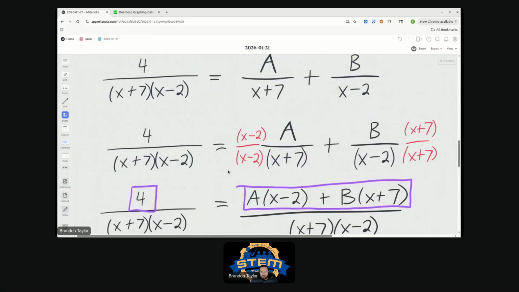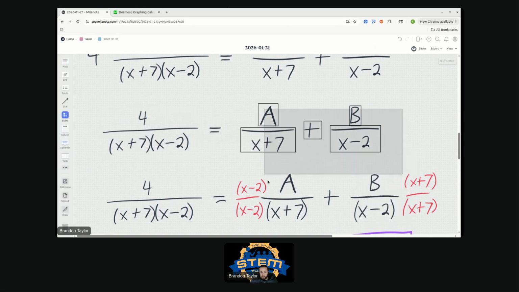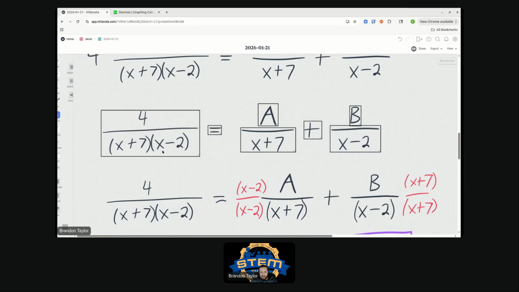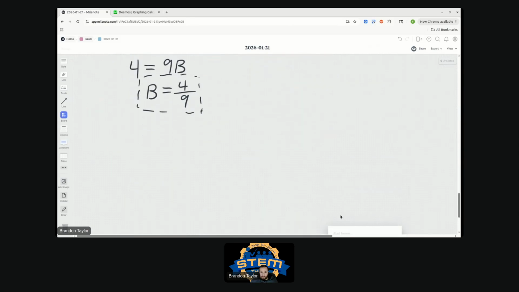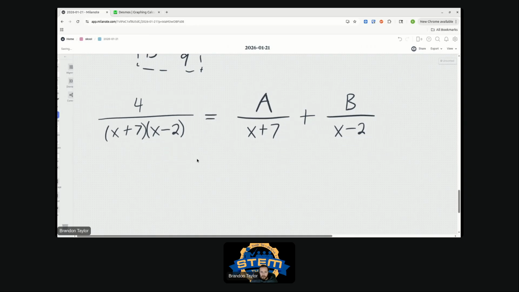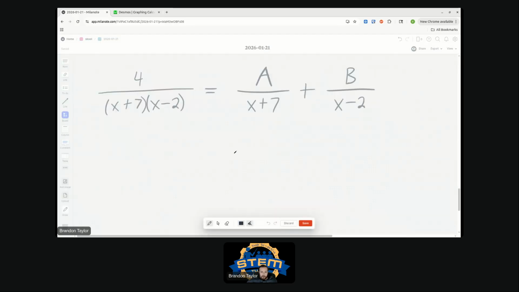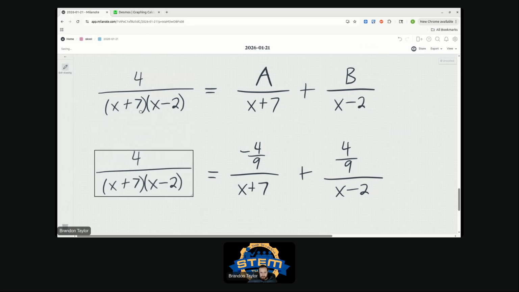So what does that all mean? That means if we go back to the original decomposition that we set up, what we just determined is that a is equal to -4/9. As long as a is -4/9 and b is +4/9, this thing is true for all values of x. The function on the right equals the function on the left.